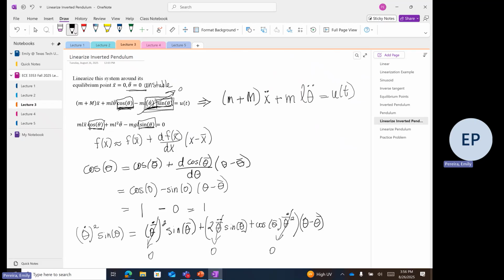So this is the linearized version of our nonlinear force balance equation. Okay, and we can apply the same thing for the torque balance equation. So again, plugging in for the cosine here, we get ml x double dot times 1 plus ml squared.